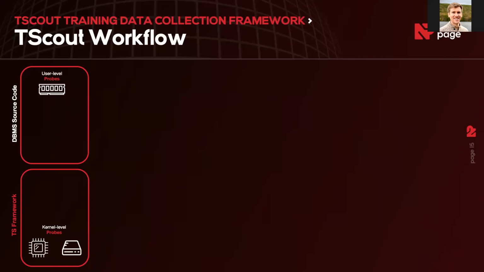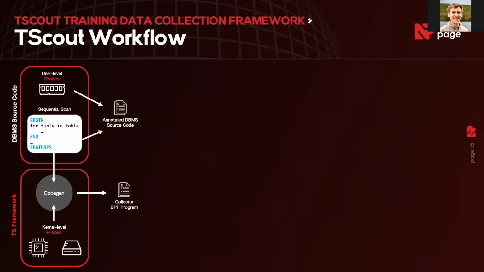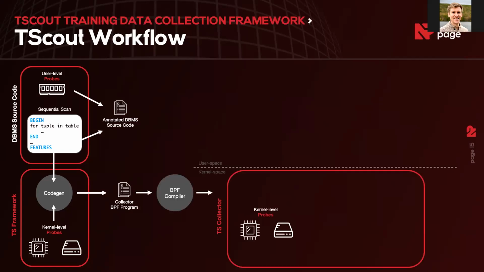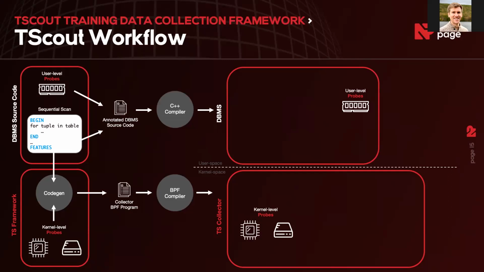Starting with the DBMS source code, the developer defines user-level probes along with boundary markers for measured operations. For example, for sequential scan, a begin marker is added at the start of the scan, along with corresponding end and features markers. At startup, TScout inspects the source code annotations and any user-defined probes and generates a BPF program called the collector. The collector includes logic for kernel-level probes, feature extraction, and temporary data storage called BPF maps. TScout JIT compiles the collector and loads it into kernel space. There, the collector waits for an invocation by the DBMS running in user space.